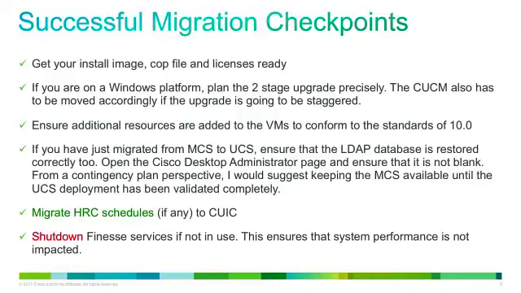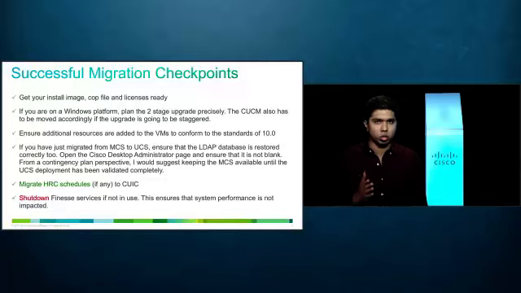Right? And then just a word of advice or suggestion is that do not decommission your MCS server unless the UCS is completely validated and you're sure it's going into production. Because sometimes what we do in worst case scenarios is we manually migrate the LDAP database from the MCS to the UCS. So if you ever run into such situations, the MCS server will be very useful for us. Right. And of course, lastly, you migrate all your information from HRC to CUIC, like schedules and your custom reporting.